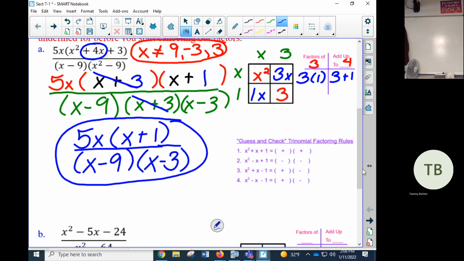Now, one thing I want to point out, notice that I did with x's, I have to exclude for my answer before I cross things out. So I don't want to do all of it and then decide what x can't be equal to. Once I factor, that's when I say what x can't be, okay?